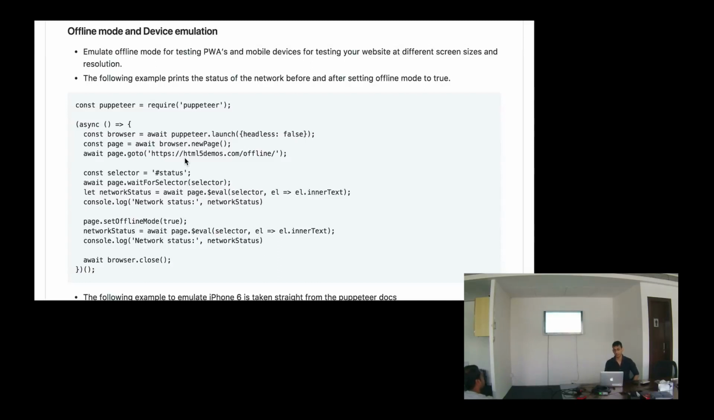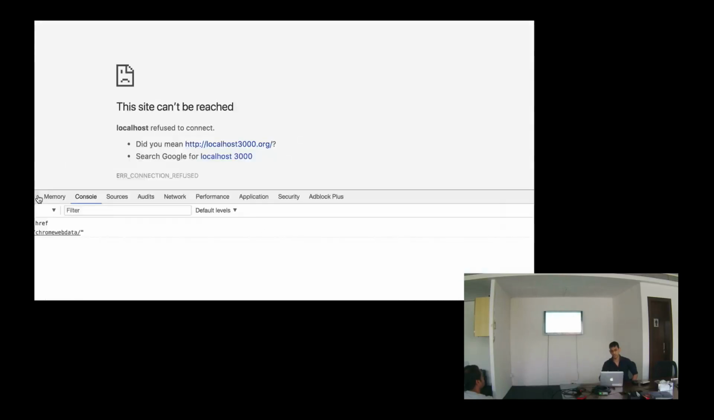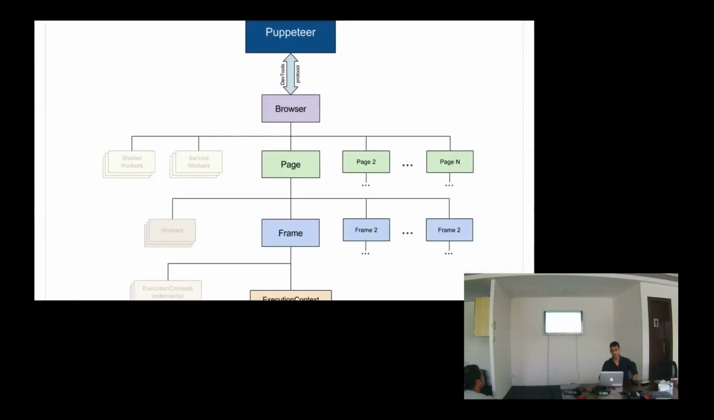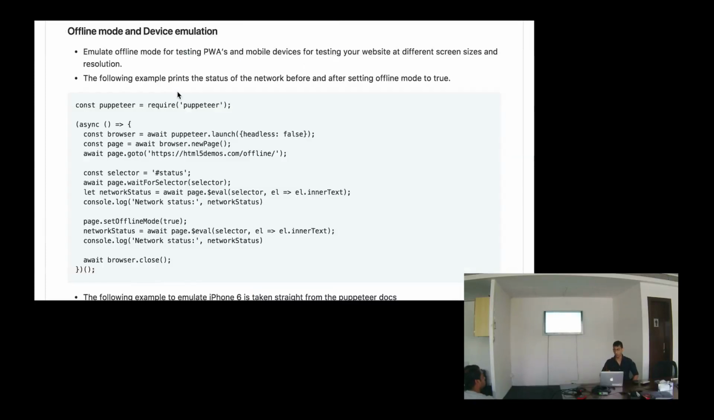So Puppeteer, since everything is this protocol, allows you to simulate the offline mode, which means you can test your PWAs. You can test how your application will behave if the network goes off in the middle of you browsing the website, as well as device emulation.